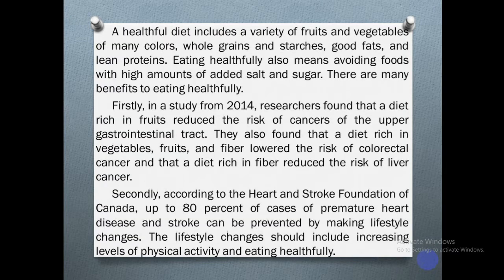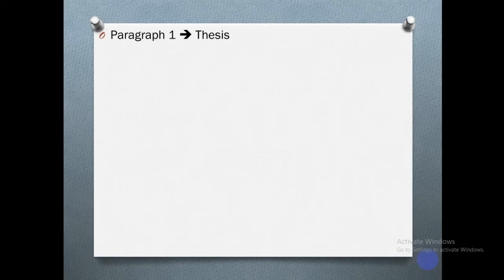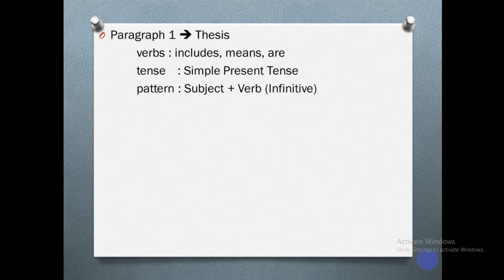Here are the first 3 paragraphs. In order to figure out the tense, let's identify the verbs used in every sentence. Here we go. We have includes, means, are, found, reduced, lowered, can, and should. Paragraph 1, which is the thesis, can be concluded as the simple present tense because the verbs used are infinitive verbs.